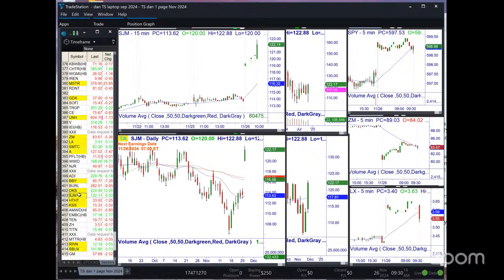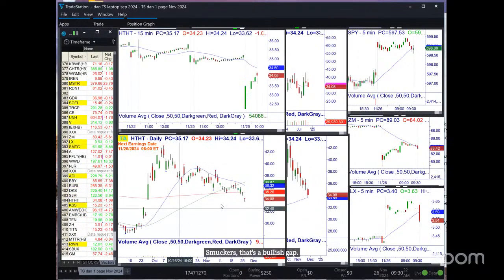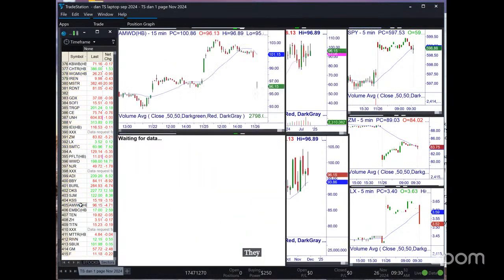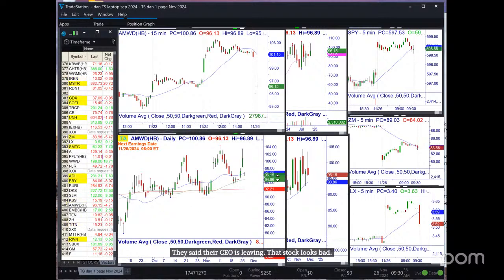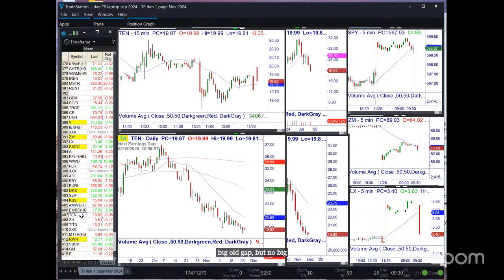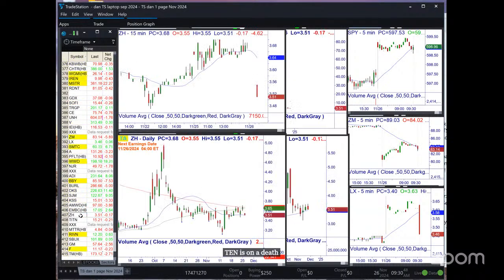What did I just get filled? Smuckers, that's a bullish gap. HTHT, I said if it opened flat, short it, but gap's too big. All right, I'm almost done. KSS getting whacked on earnings, and they said their CEO is leaving. That stock looks bad. There's a Bear Island reversal, call spread idea. Big old gap, but no pattern. TEN is on a death trend. Zulu Hotel, bear gap down.